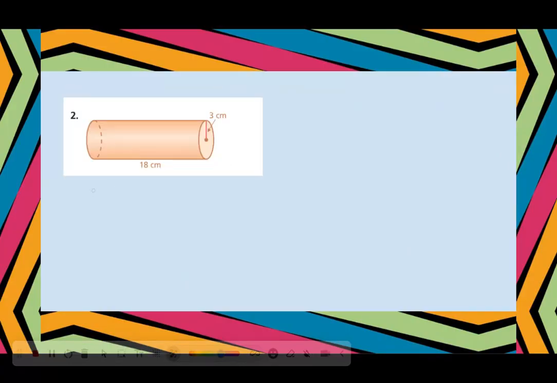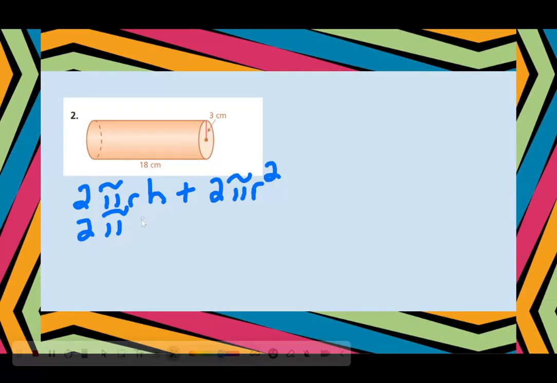Okay, let's try this one. So 2 times pi times radius times the height, that's your lateral surface, plus the circles, 2 times pi times radius squared. So 2 times pi, my radius is 3, my height is 18. So 2 times 3 is 6. 6 times 18 is 108 pi.